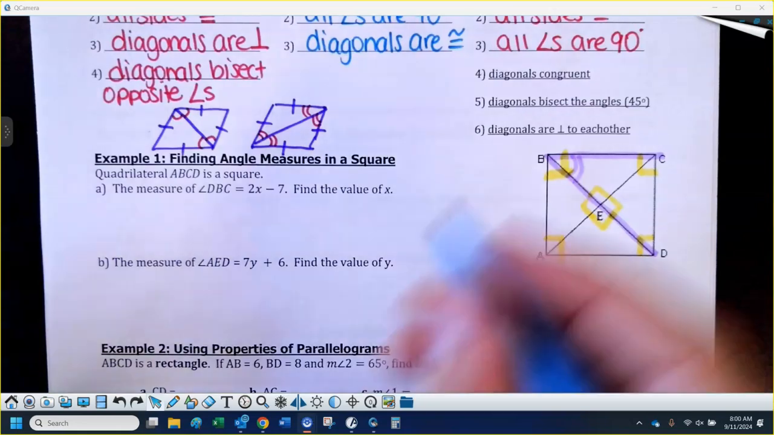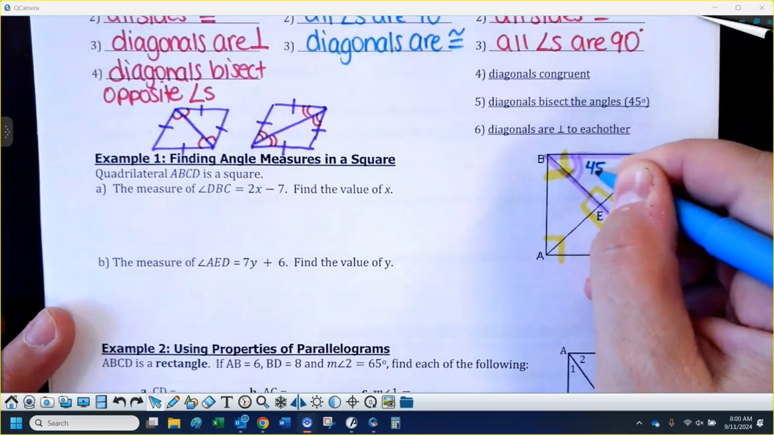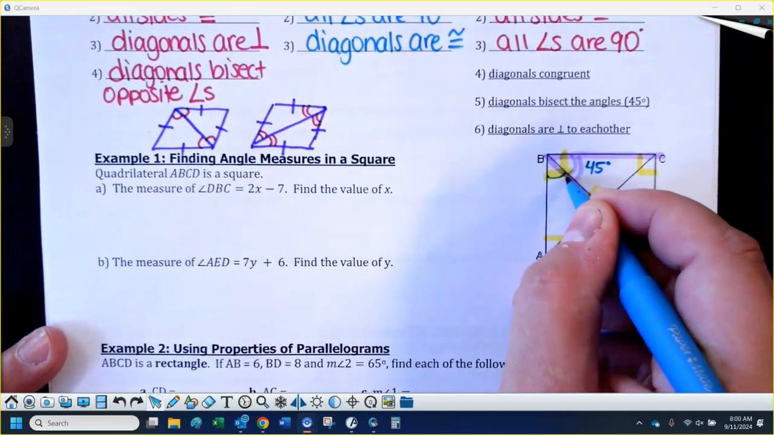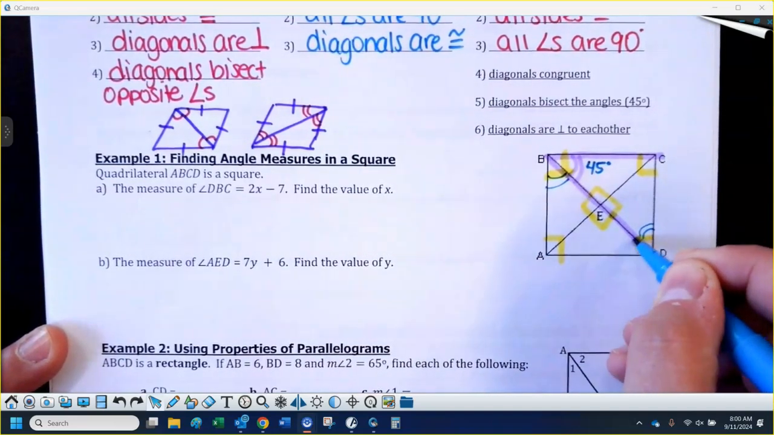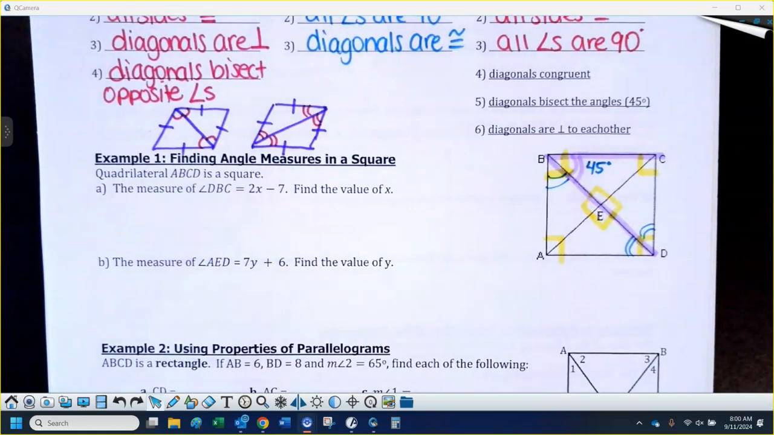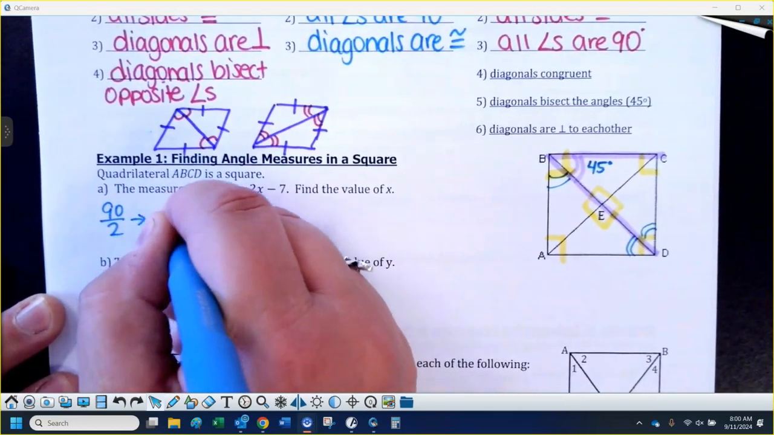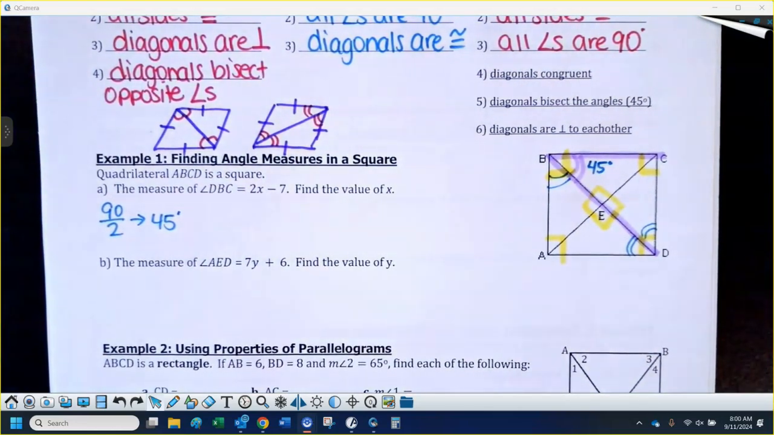45. How'd you get 45? It's splitting in half. Exactly. So along that diagonal, all these angles would be 45 because the corner is 90. The diagonal bisects that. So if you just have half of that angle, then it has to be 45 degrees. All I'm doing is taking the 90 and cutting it in half, and that's where you can come up with 45. 45 is half of 90.